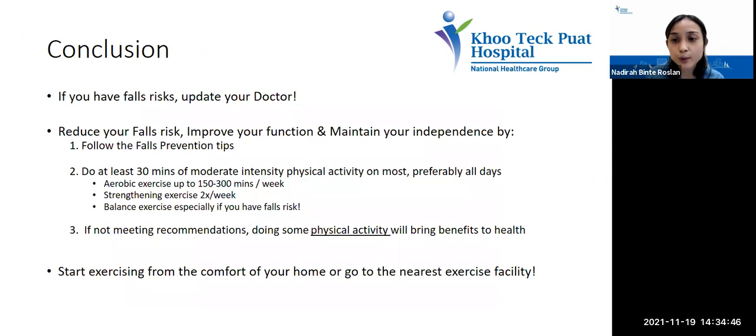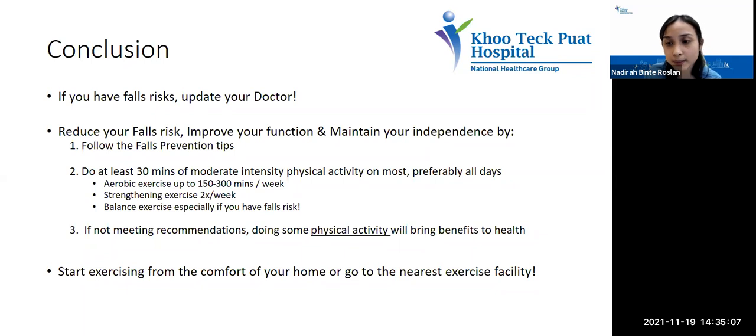Okay, now we have come to the end of my talk. I hope you are able to understand falls better now. And if you have falls risk, please don't forget to update your doctor. Remember, you can reduce your falls risk, improve your function and maintain your independence by following the falls prevention tips that I have discussed earlier.